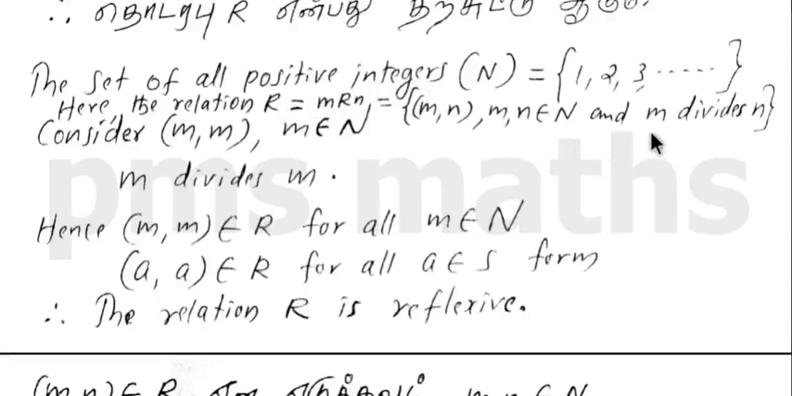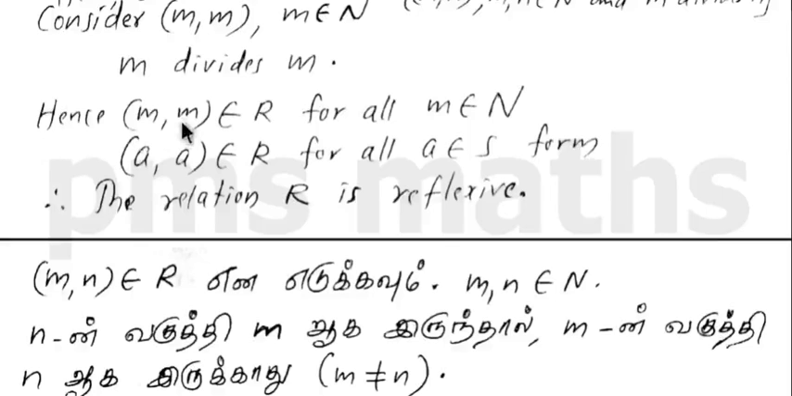And another condition is given: m divides n. Consider (m, m). Here m belongs to N. The first number belongs to this set N, and the second number belongs to the same set. Here the first number divides the second number is given. Here the first number and second number are equal. That means the first number divides the second number, m divides m. Therefore this condition is satisfied. m divides n, hence (m, m) belongs to R for all m belongs to N.